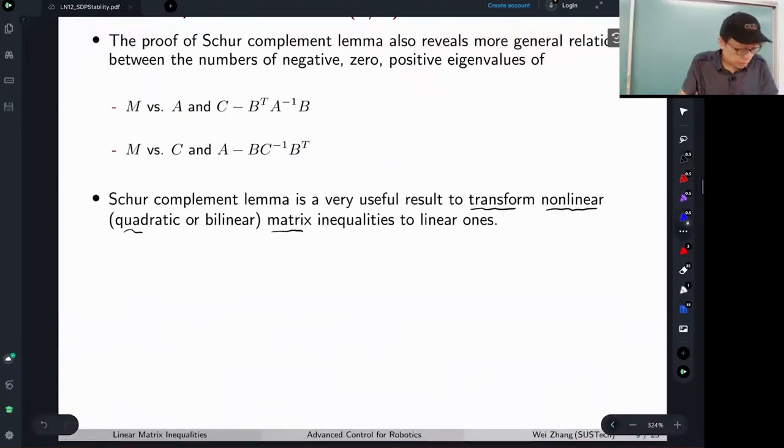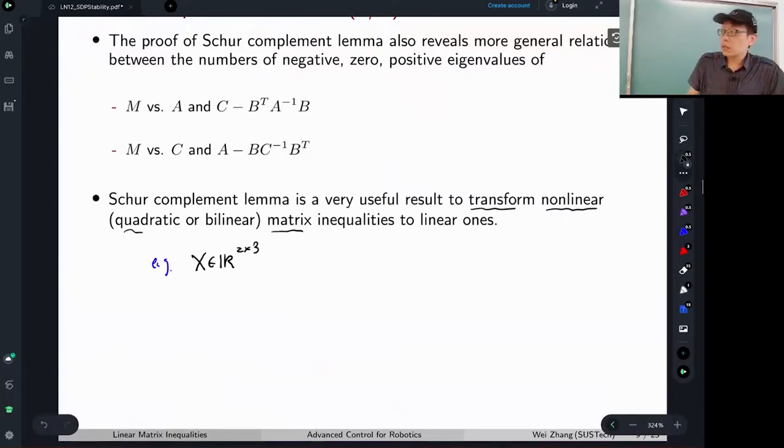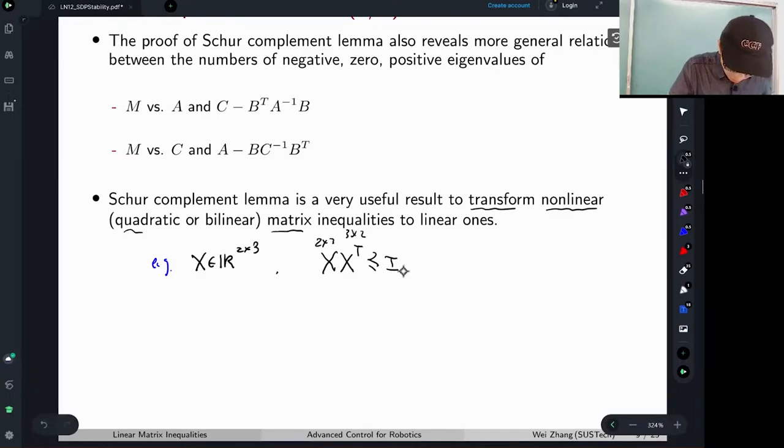Let me give a more concrete example. Let's do a very simple one. Suppose I have a matrix variable X belonging to R 2 by 3. It's not square. Suppose I have a matrix inequality constraint X X transpose less than or equal to identity. What's the dimension of this, by the way? This is 2 by 3, this is 3 by 2, overall it is a 2 by 2 matrix.